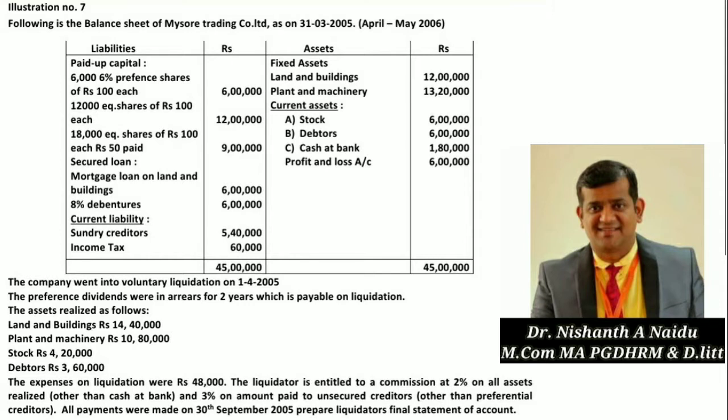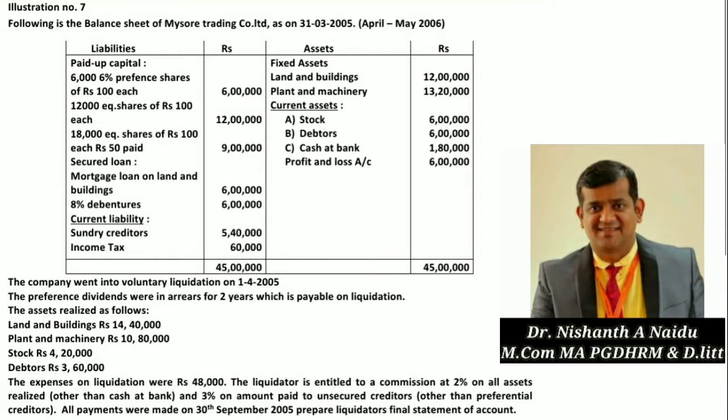So 3% on unsecured creditors other than preferential creditors, he said. Preferential creditors are also unsecured creditors, but they will have preferential rights. That is why they are called preferential creditors. So other than preferential creditors, he said. That is 3% on amount paid to unsecured creditors. For that, we might have to do a working note. And preferential creditors, if he has given directly, we take it directly. If he has not given directly, then we have to calculate. Then all payments were made on 30th September.